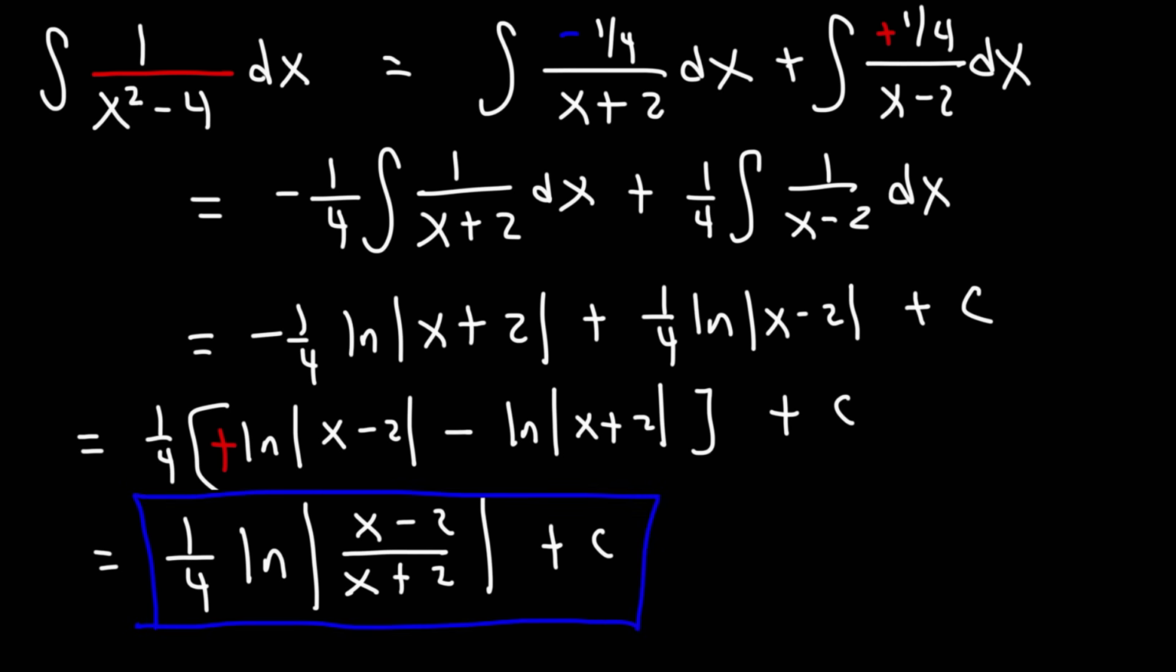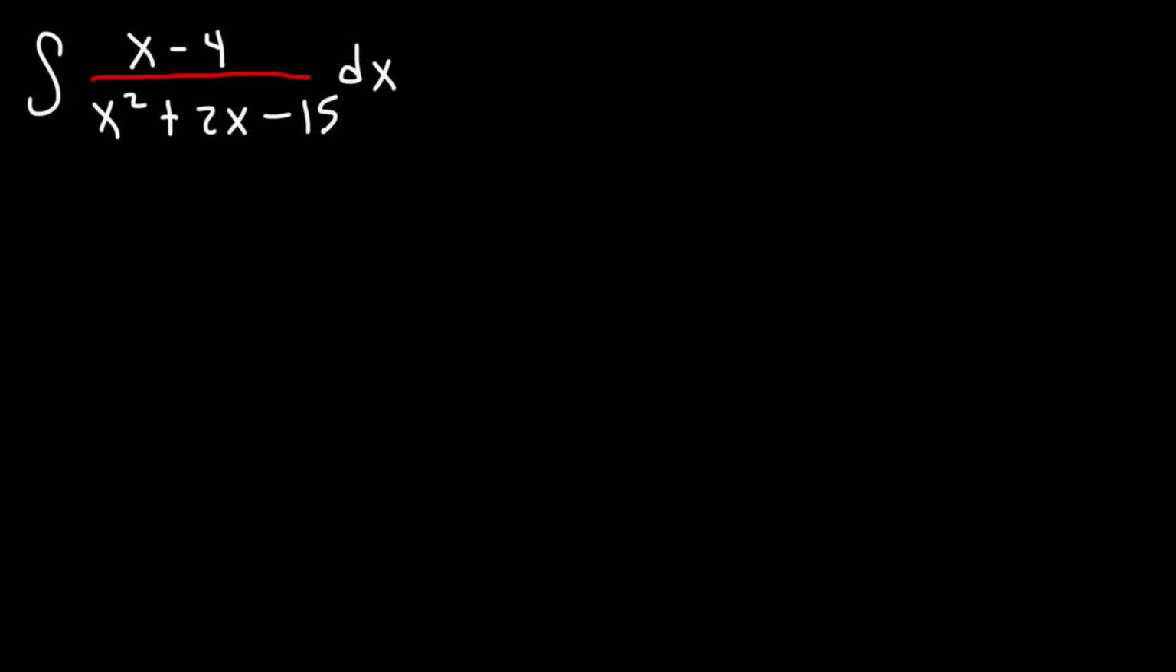So that is the antiderivative of 1 over x squared minus 4. That's how we can get that answer using integration by partial fractions. Now let's work on a similar example for the sake of practice. Feel free to pause the video if you want to try this example. We have the integral of x minus 4 over x squared plus 2x minus 15. So go ahead and try this problem.